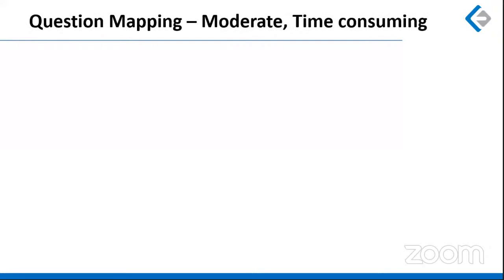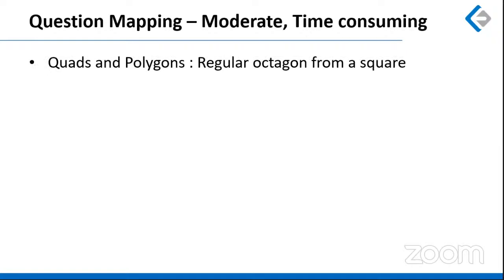Now let's see question mapping of moderate but time consuming questions. There was a question based on chords and polygons. Once again, a very standard kind of question, where you are cutting a regular octagon from a square.